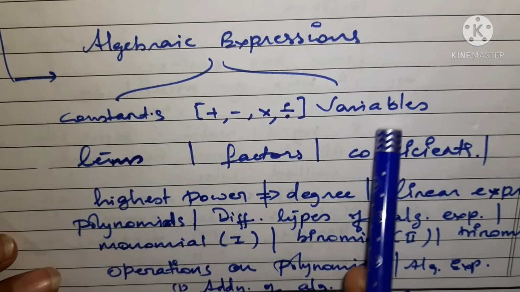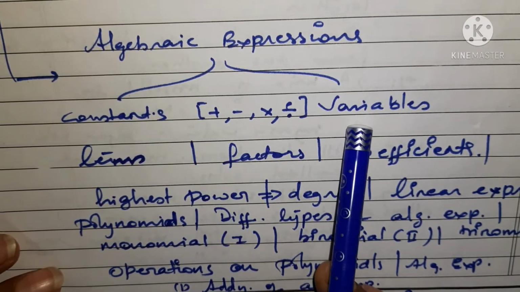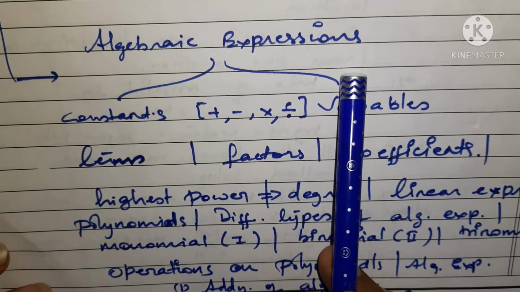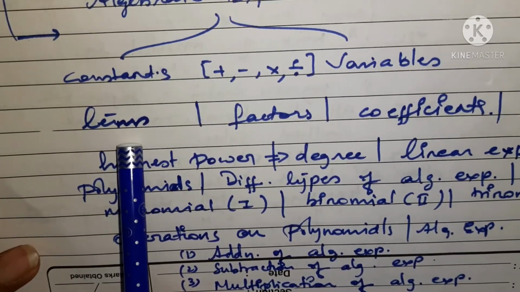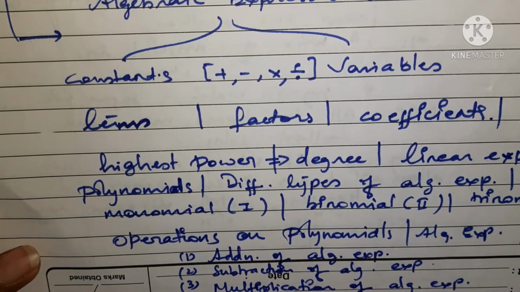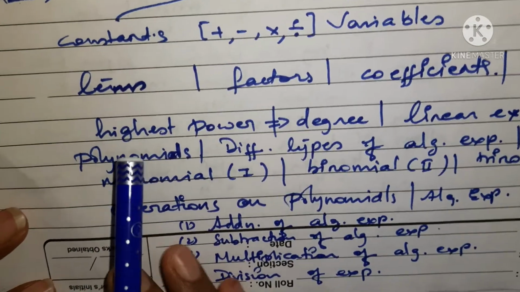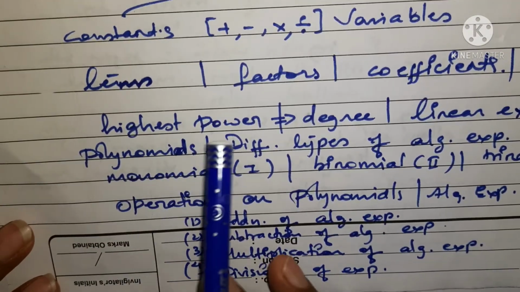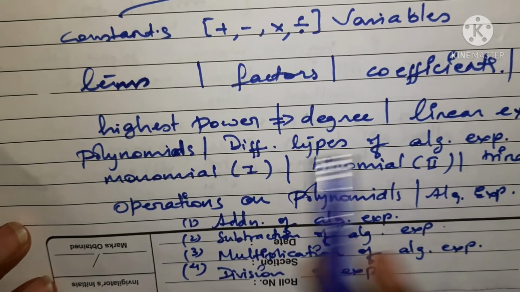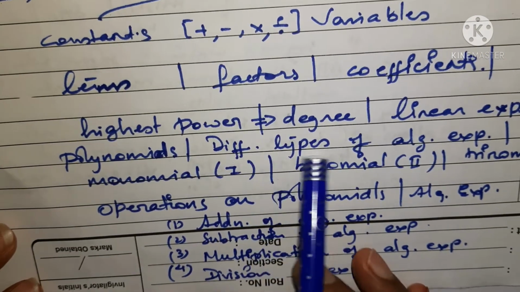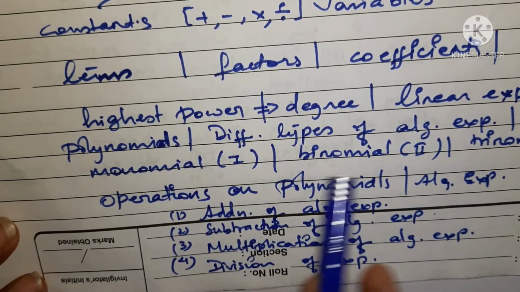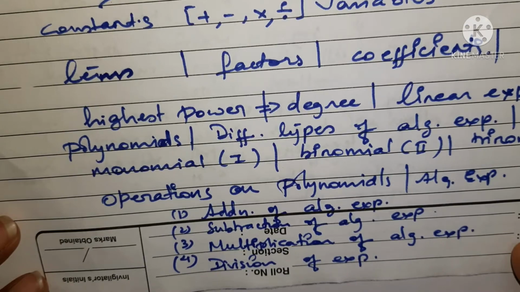We have seen what constants and variables are and how they are combined together with the operations of plus, minus, multiplication, division to form algebraic expressions. Further, we have also understood what terms, factors and coefficients are. In coefficients also, we have understood numerical coefficients and literal coefficients. We have come to know the meaning of highest power, or degree, what a linear expression is, and what a polynomial is. We have also seen different types of algebraic expressions like monomial, binomial and trinomial, with monomial having one term, binomial two terms and trinomial three terms.